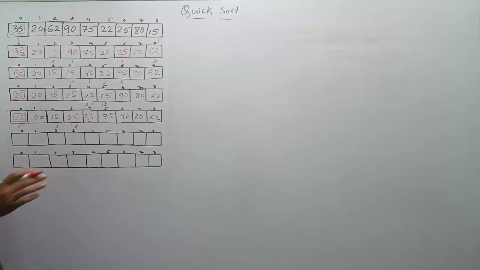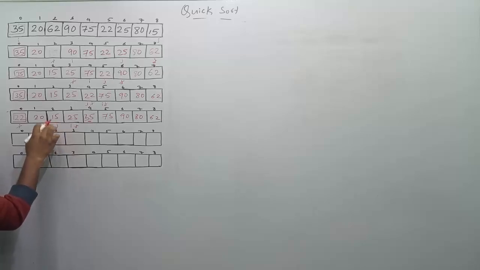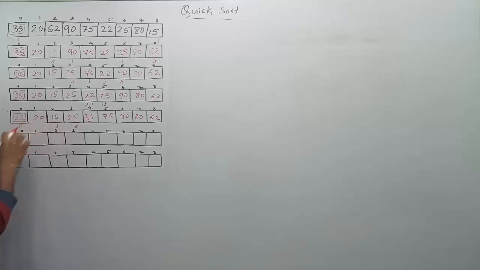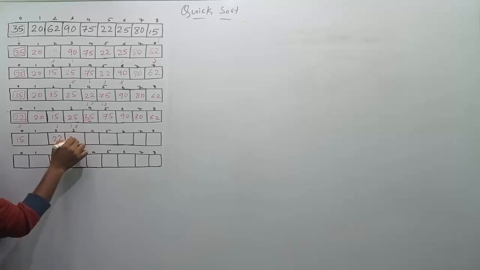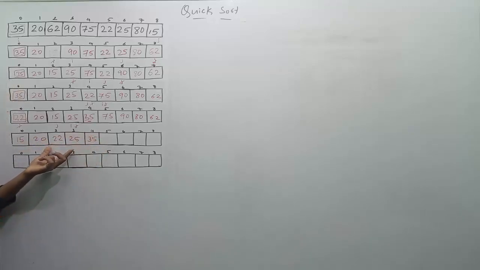So in this case also, since j has crossed i, the value of i becomes greater than the value of j. So in this case you need to replace the element which is pointed by j with the pivot. So 15 will come here and 22 will come here, 25 here, then 20 and then 35. Now you can see all the elements on the left side of 35 are completely sorted.